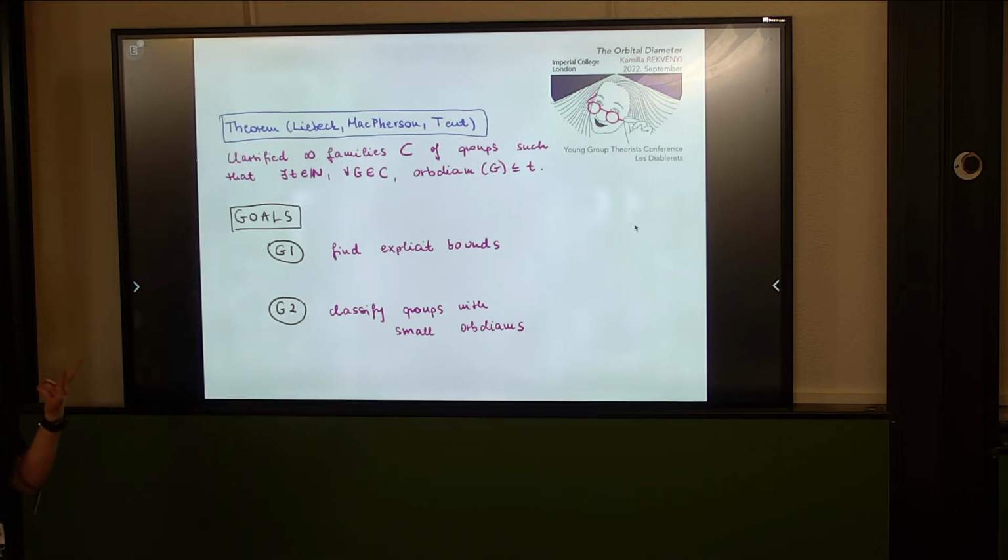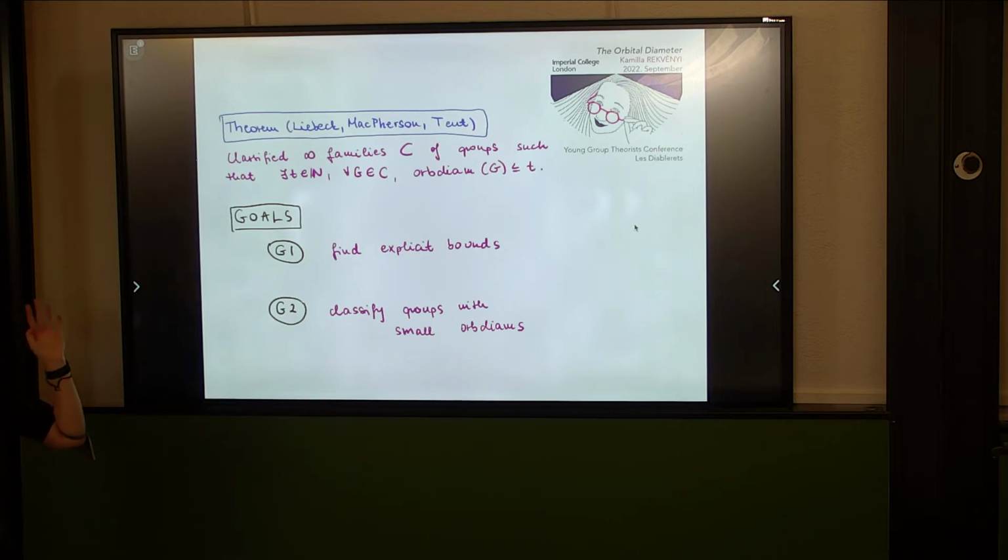So we have 2 goals. Goal 1 is to find explicit bounds on the orbital diameter, and the second goal is, because we're finite group theorists, to classify the groups with small orbital diameters.